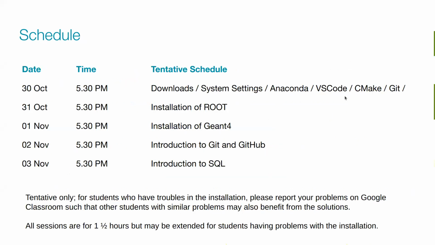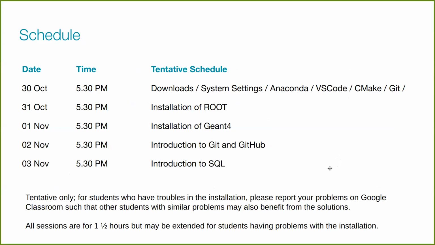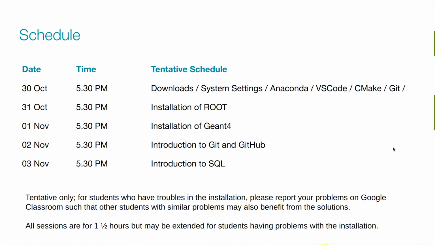The schedule is here. We have 5 days, and today, the 30th of October, the tentative schedule is to organize your systems, download all required software, and try to install Anaconda, VS Code, CMake, and Git if you don't have it. This is for the first day. Tomorrow we will start with the installation of ROOT. On the 1st of November, Geant4 installation, followed by 1 day for Git and GitHub, and finally ending with some exercises on SQL. Now, this is just tentative because I have not done such a course online. I don't know what problems to anticipate, and therefore it might extend beyond the scheduled time.